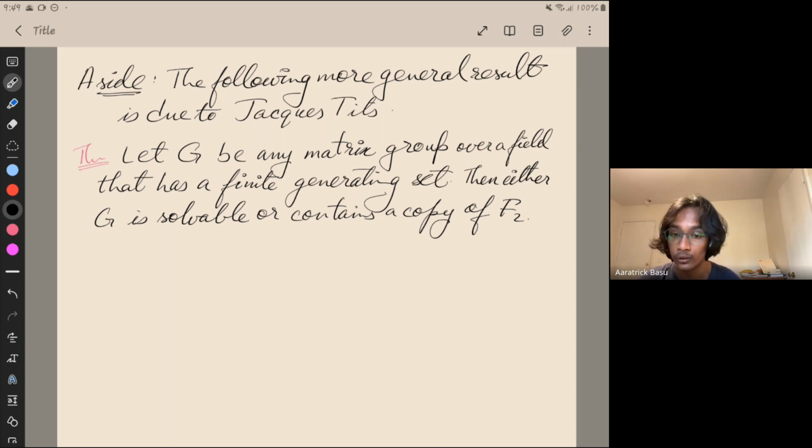Once you know this, you get a lot of information, because we know a lot about how to study solvable groups. And once you know that your group contains a copy of the free group on 2 generators, you know that your group has to have a certain level of complexity, so to speak. It has to behave in a certain non-trivial way wherever it acts. That's the big idea. And so, yeah.